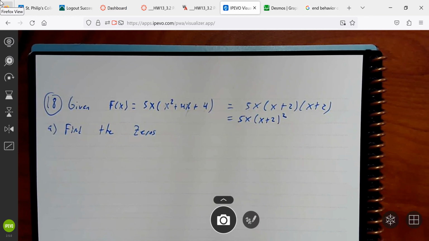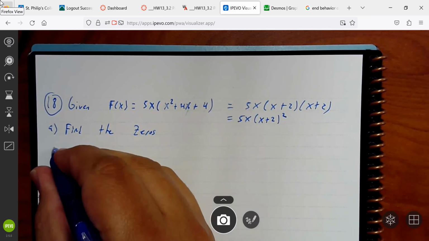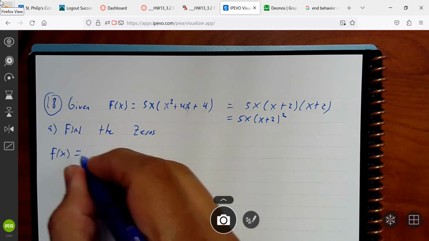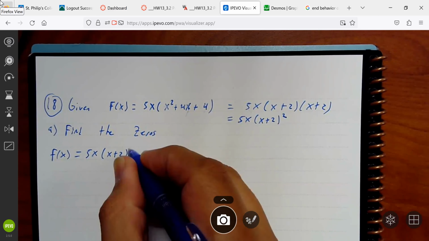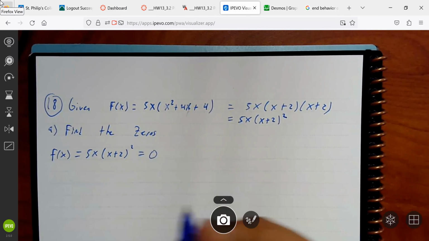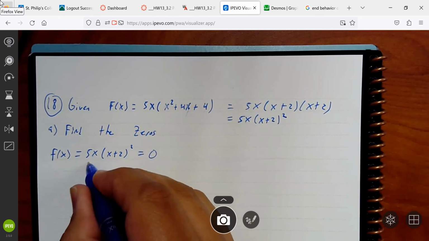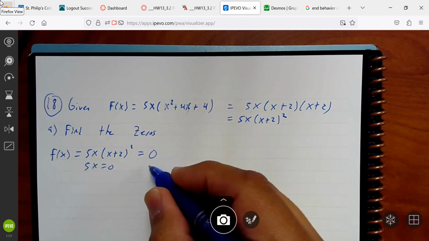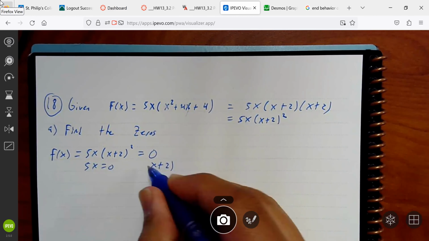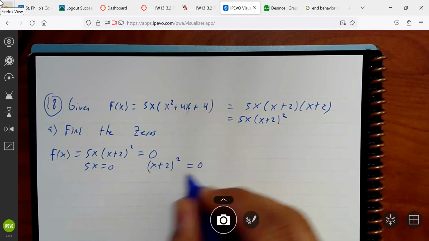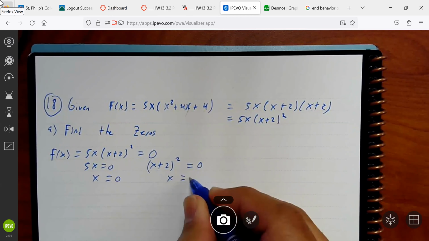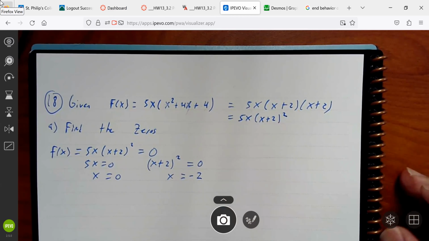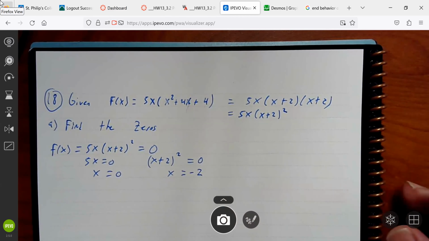Okay. So we said we need to set the function to zero in order to find it, and once you have it set to zero, you set each piece to zero in order to find them. So x is 0, x is -2, right? What was the next part?